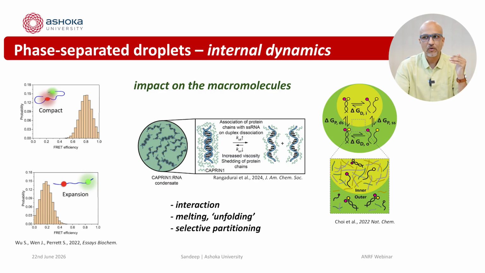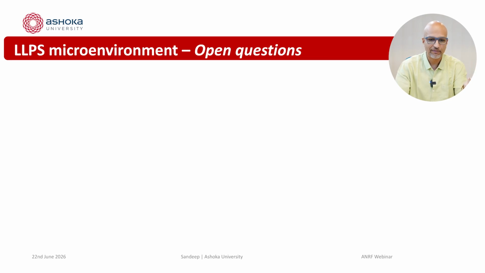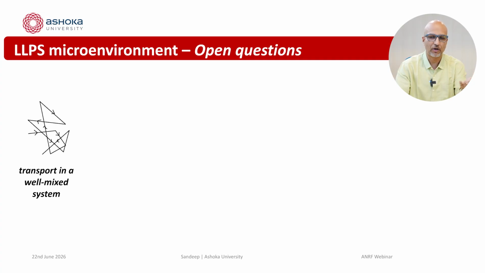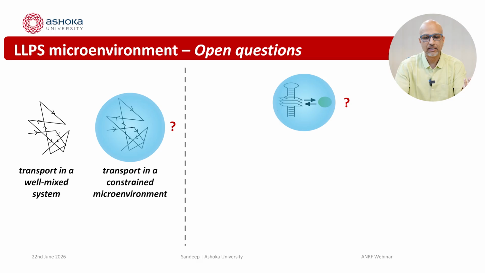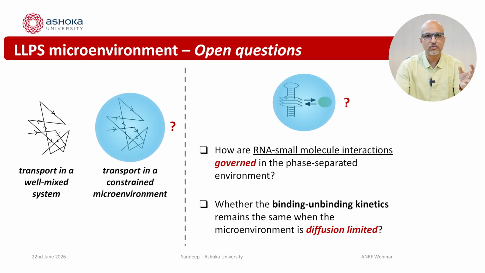With this, we have a simple open question in our mind when we started. If a molecule is transported well like a Brownian particle in a well-mixed system, what happens to such transport in an environment which is constrained and phase separated? We would like to answer this question in terms of RNA ligand interaction. What happens to RNA ligand interactions inside such an environment? What parameters govern them? And what happens to binding-unbinding kinetics when the environment is diffusion limited?